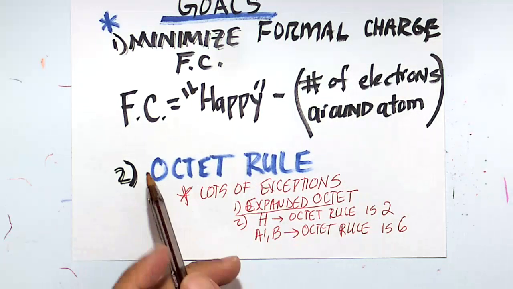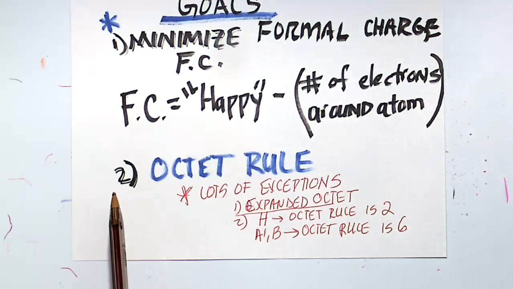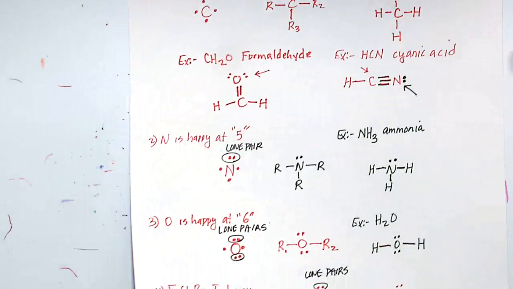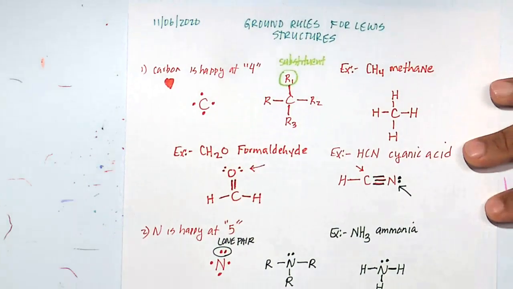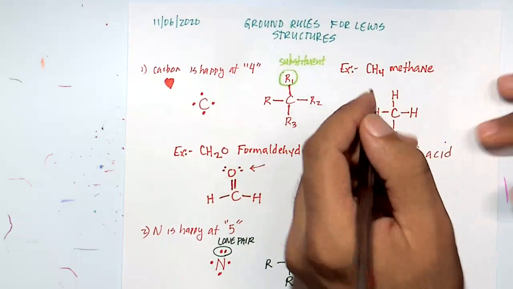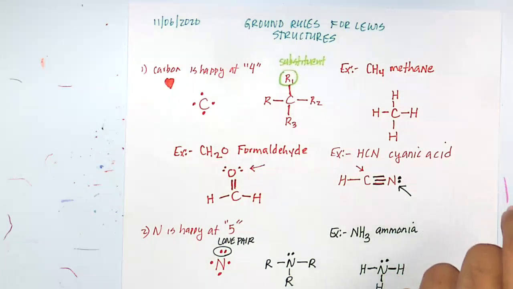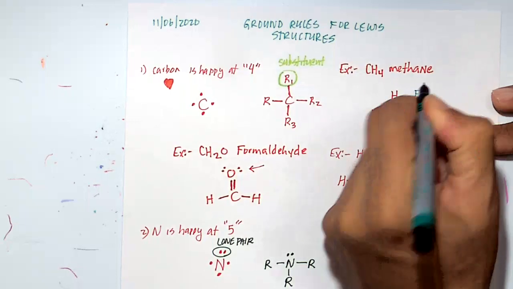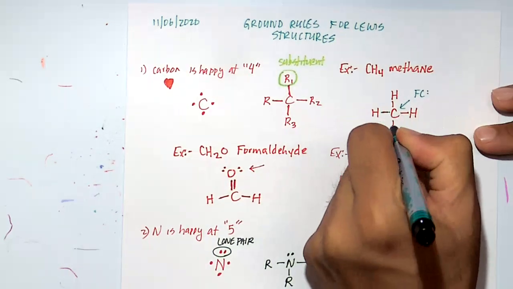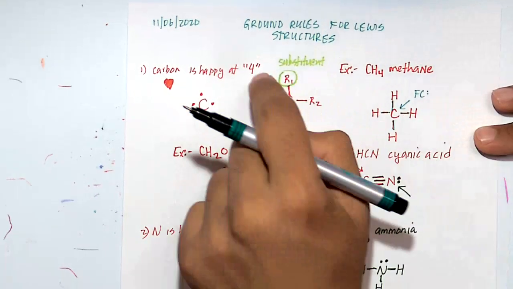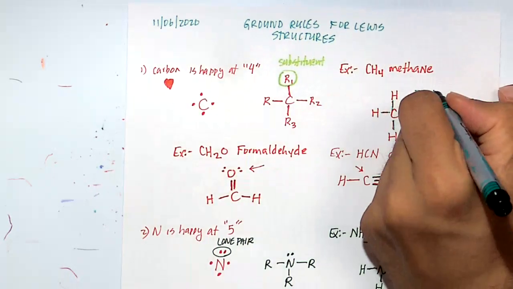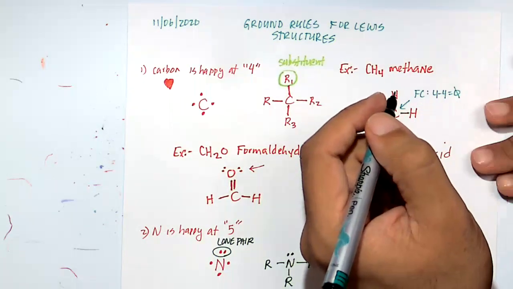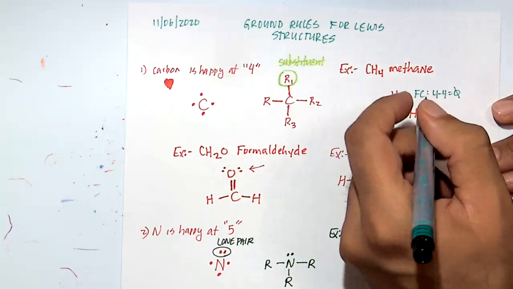All right, so let me go over this formal charge and octet rule considerations. Let's go back to our earlier notes here. Carbon in methane. The first thing we want to do is the formal charge, focusing on this carbon. Ready? 1, 2, 3, 4. What is carbon happy at? 4. What's 4 minus 4? 0. So that is formal charge. Okay, the octet rule.